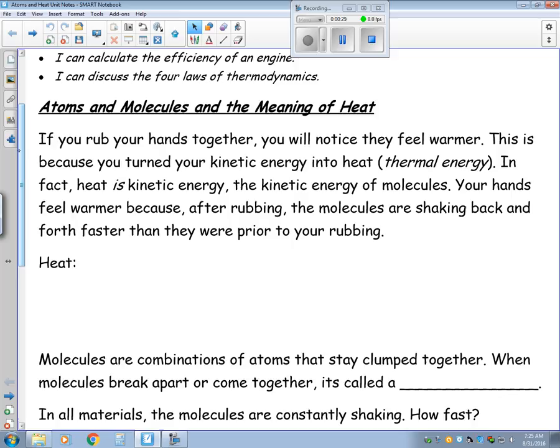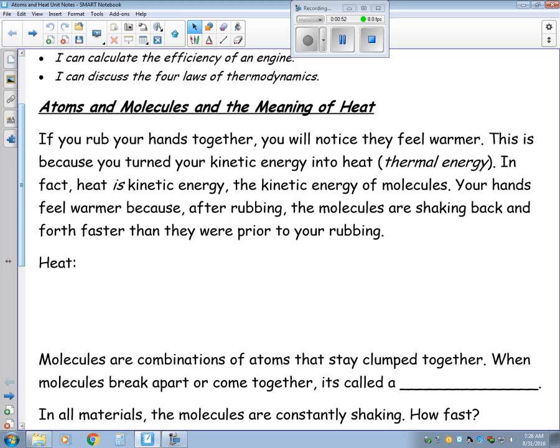Atoms and molecules. Basically, what is heat? So you guys have all done this before. If you rub your hands together, you will notice that they feel warmer. What you're doing basically is you're turning kinetic energy into heat. And you're doing that through friction. Friction is something that converts kinetic energy into heat. That's basically all friction does. It just converts energy into heat.